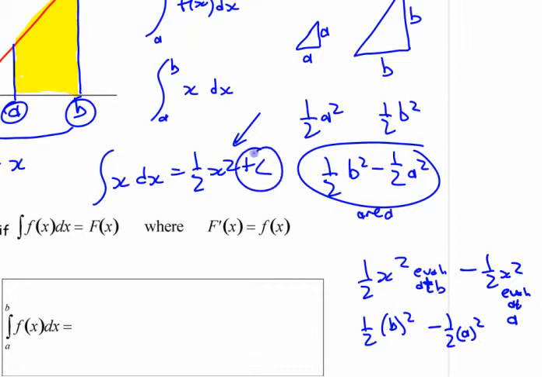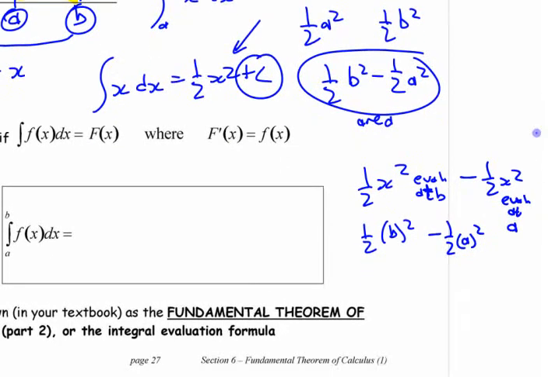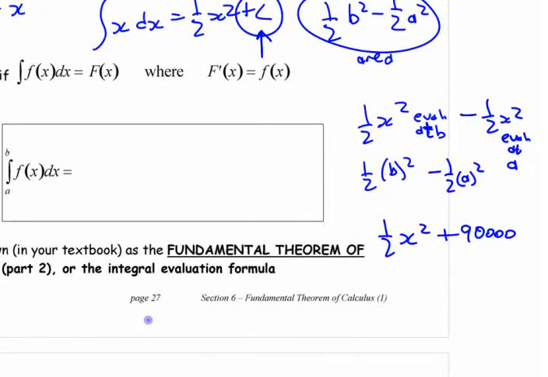Then it doesn't even matter if you put a constant there, because if I said, well, we don't know, it could be any constant here. The indefinite integral can be any constant. If I wanted to use a half x squared plus 90,000 as my function, it shifts it, but when you subtract it, what happens? It gets canceled out, right?